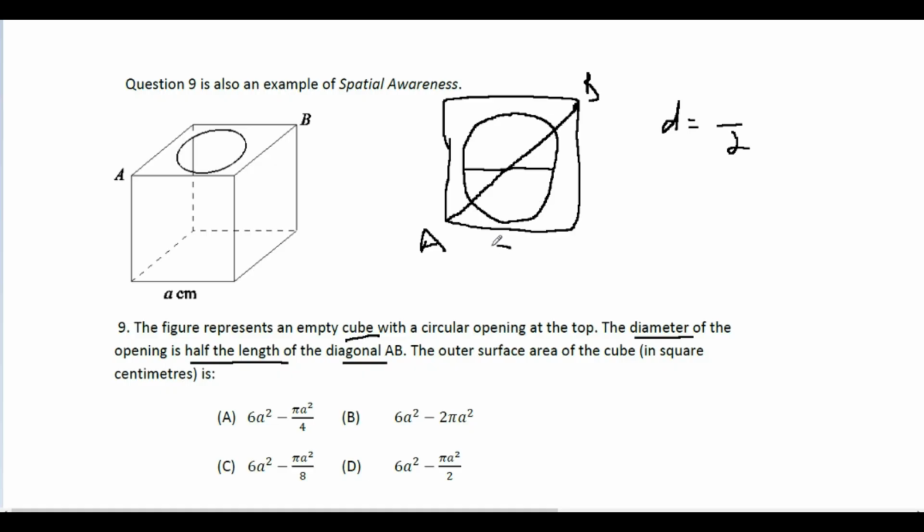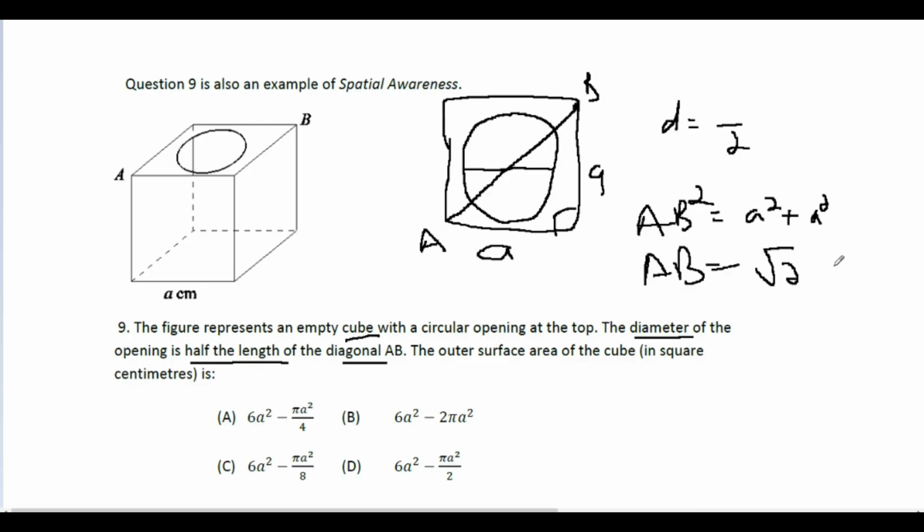Okay, so how do we determine AB? So remember, it's a cube, so this length here is A, this length here is A, therefore this is 90 degrees. We can use Pythagoras, and then therefore AB squared is equal to A squared plus A squared. So you can solve this. AB then equals square root 2 of A. Right? So therefore the diameter is equal to square root 2 of A over 2. Right? Okay, so how do we determine the surface area?